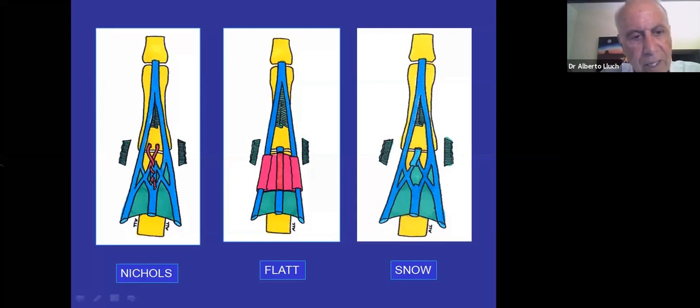The one on the left, described by Nichols. All of them release the lateral bands, cutting the transverse retinacular ligament, and plicating the triangular ligament. This is basic, but what to do with the central slip? Nichols used a tendon graft through the base of the middle phalanx to reconstruct the central slip.